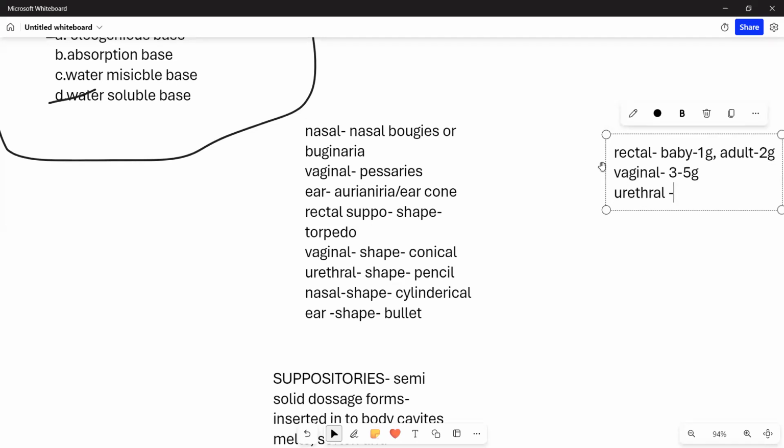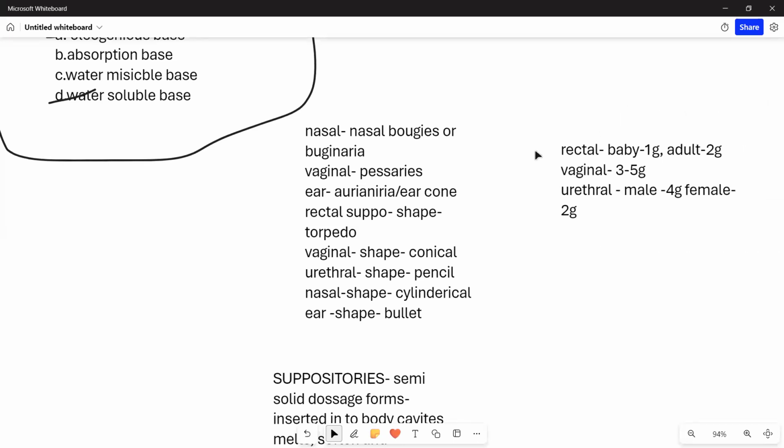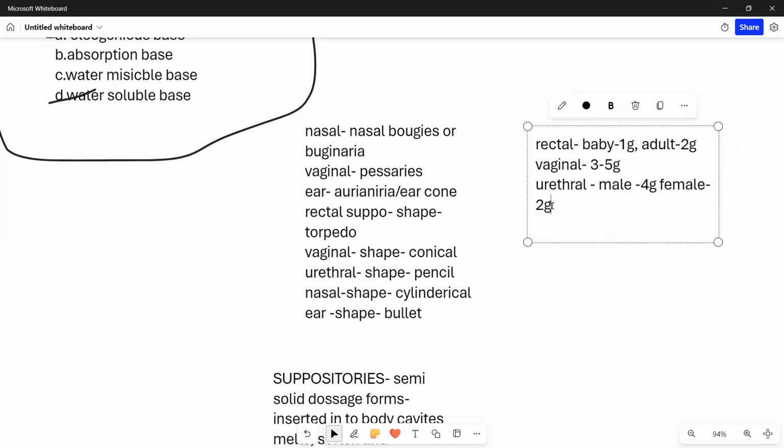Next, urethral suppositories for the male are 4 grams. For female, it is 2 grams. For nasal, the nasal suppositories also have the round apex shape. These also have to be remembered, guys. Round apex shape, and the weight is 1 gram. Great. So these are some of the important points which have to be remembered.